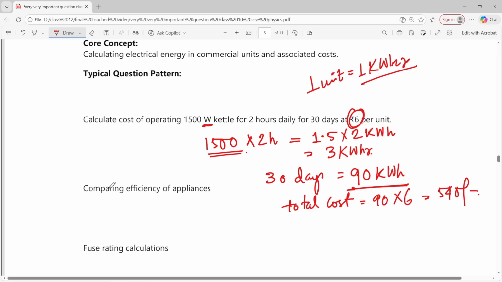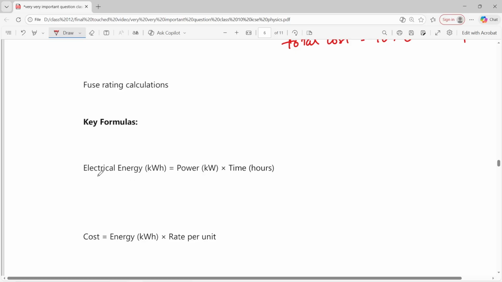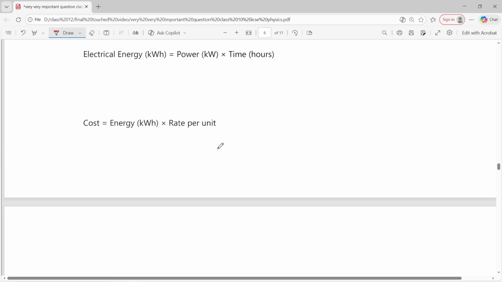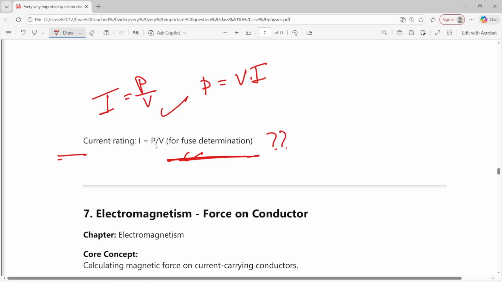Okay. So comparing efficiency and application is also important. Fuse rating calculation is also very, very important. So here the key formula is: electrical energy in kilowatt hour equals power in kilowatt and time in hour. Cost equals energy in kilowatt hour and rate per unit. For current rating, current equals power by voltage. Actually we get P equals V into I, so I equals P by V. That's the fuse determination. That's very important. Maximum number of students must be confused here about how to determine the fuse calculation.